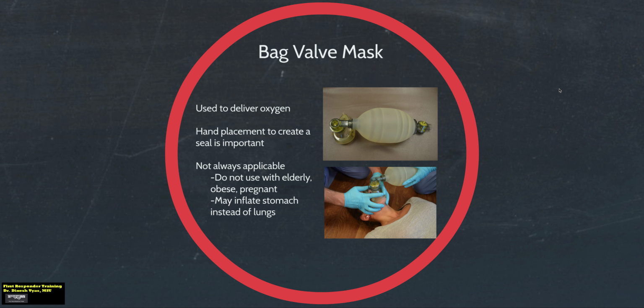Another method for delivering oxygen is to use a bag valve mask. It is important here to use appropriate hand placement to create a good seal. This way, the oxygen within this bag goes directly into the mouth and trachea and does not escape out the sides. It's not always applicable to use the bag valve mask, such as with the elderly, the obese, or pregnant. And one common side effect is that it has a tendency to inflate the stomach instead of the lungs. For this reason, you must carefully watch for the chest to rise and fall.